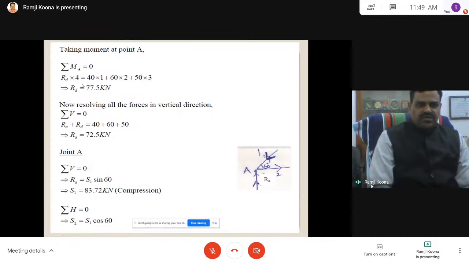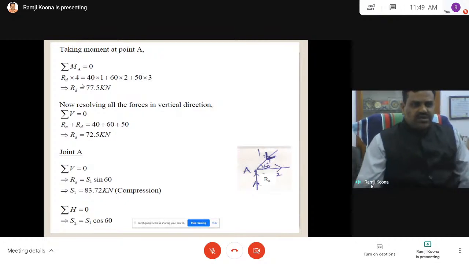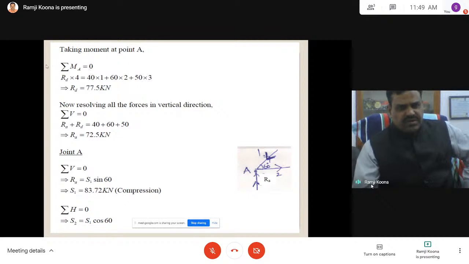Now, resolving all the forces in the vertical direction, you will get two equations to solve. You will get Ra equal to... we have to distribute the 150. It becomes not equal. This is Rd and this is Ra, but the total is 150.